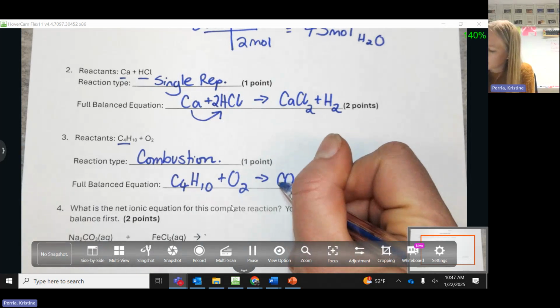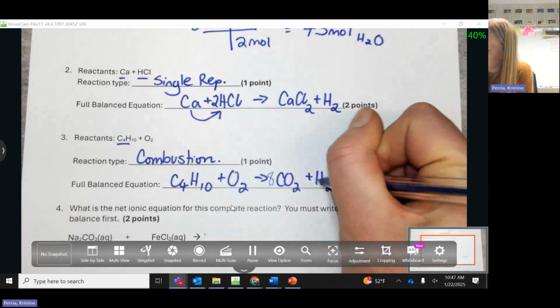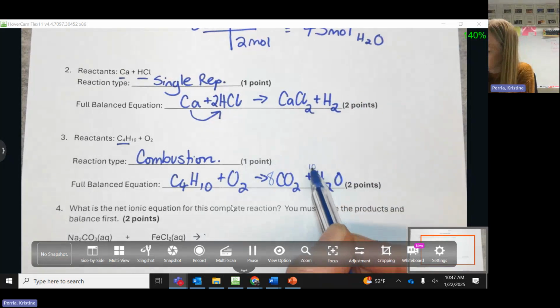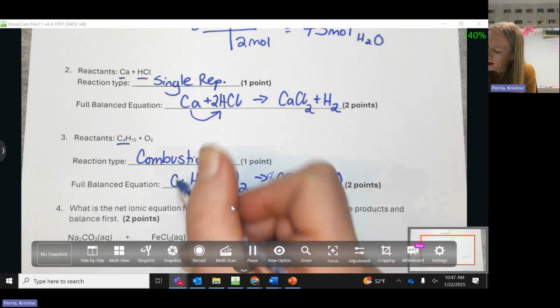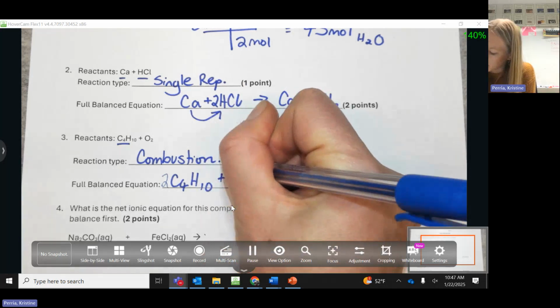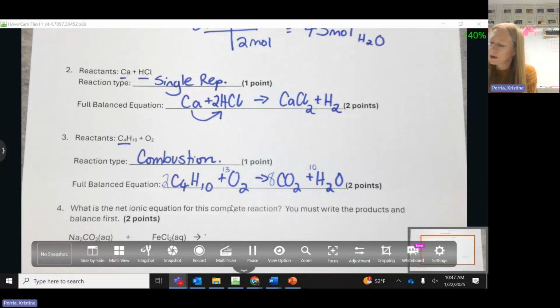So instead of multiplying this by 4, I'm going to multiply it by 8. Instead of by 5, I'm going to multiply this one by 10. Okay, I couldn't fit that in. So that is still the coefficient. And then instead of 1, this is going to be 2. And then all we have to do is figure out our oxygen. So 8 times 2 is 16, and then 10 times 1 is 10, so that's going to be 26. And then we already have 2 of them, so we just need a 13 in front of this one. So my coefficients are 2, 13, 8, and 10.